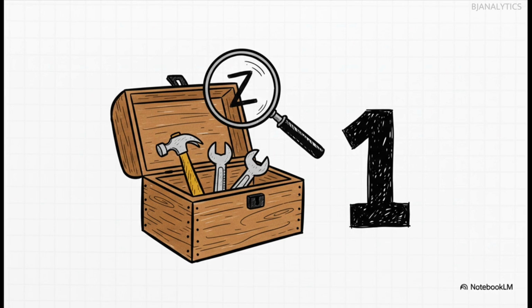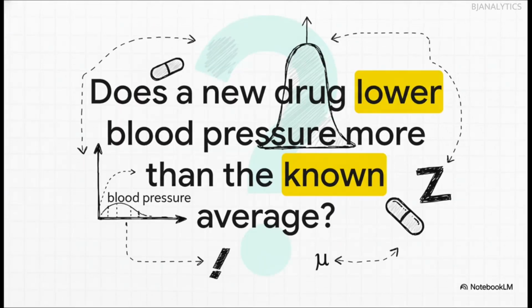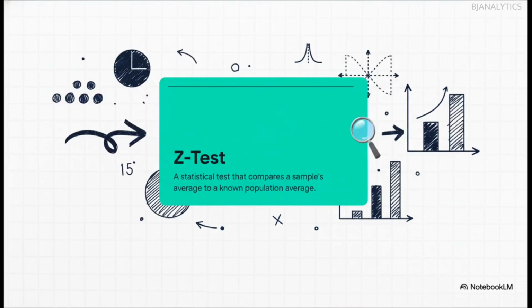Okay, so you've got your sample. Now what? Well, that's where statistical tests come into play. So let's say a researcher asks this. This is the perfect job for our first tool, the z-test. It basically tells you if what you found is a real difference or just random chance.